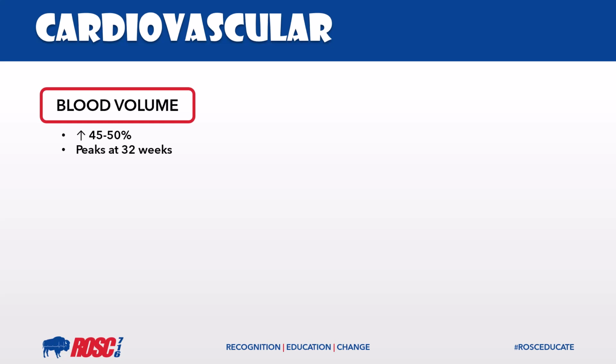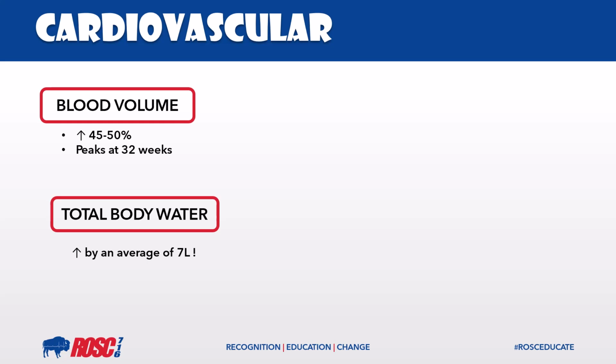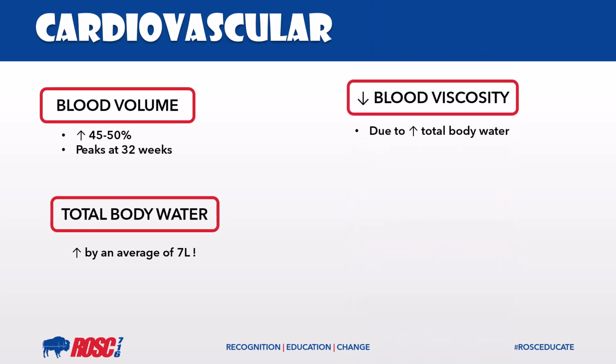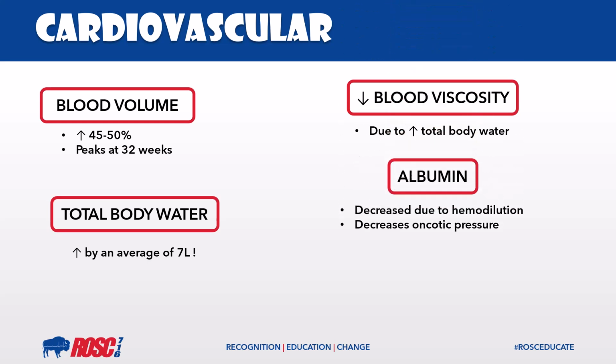In fact, a pregnant woman can lose up to about 2 liters of blood before they suffer any symptomatology. Total body water can increase by 6.5 to 8.5 liters, so a mean of 7 liters of additional body water. This decreases the blood viscosity. It causes hemodilution, and this is due to the increased total body water. And then lastly, albumin and protein stores are decreased, and this again is due to hemodilution. But as a result, this decreases oncotic pressure.